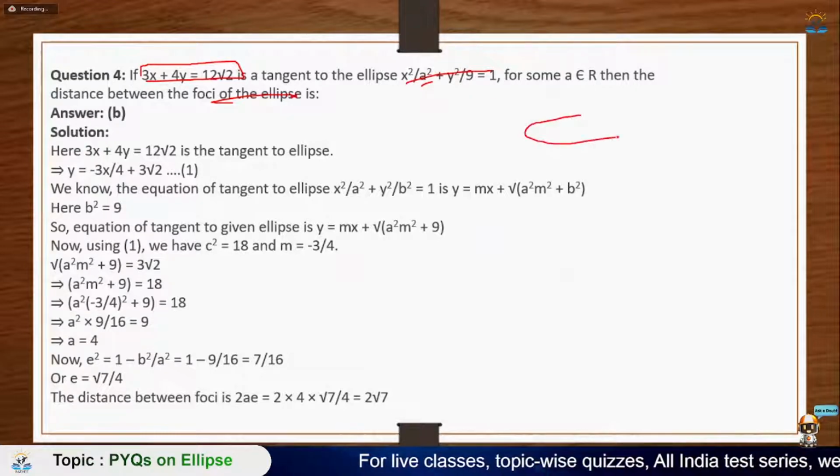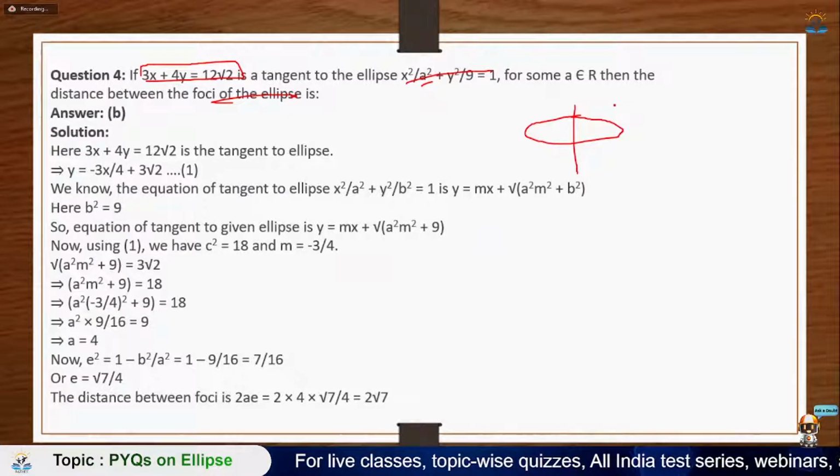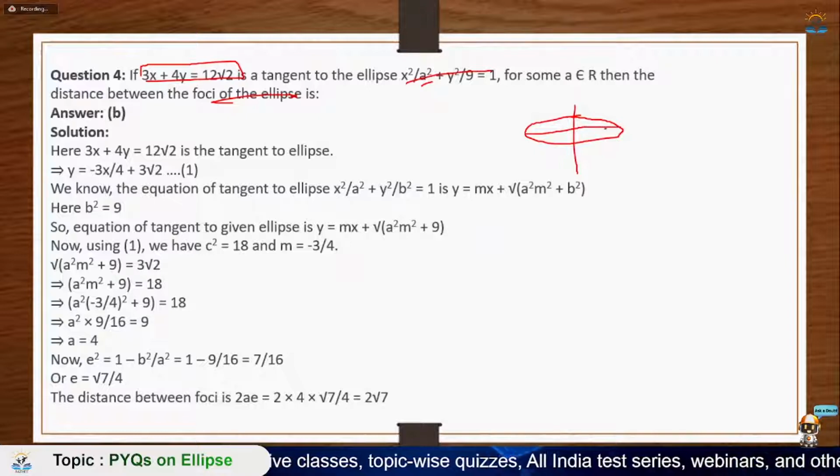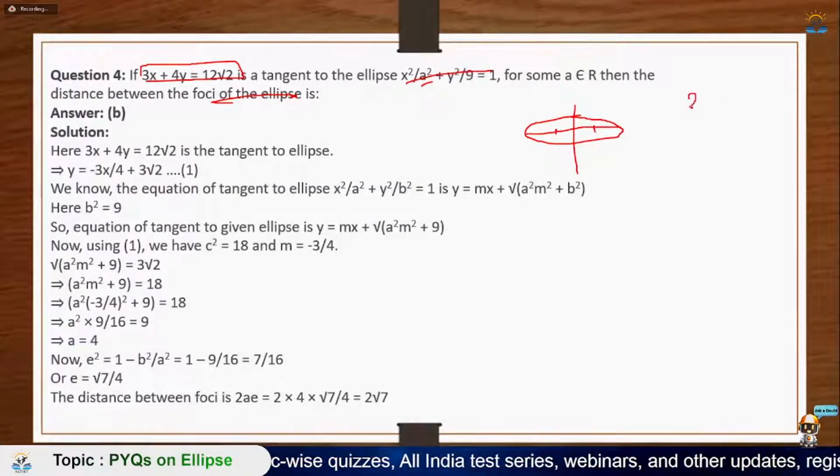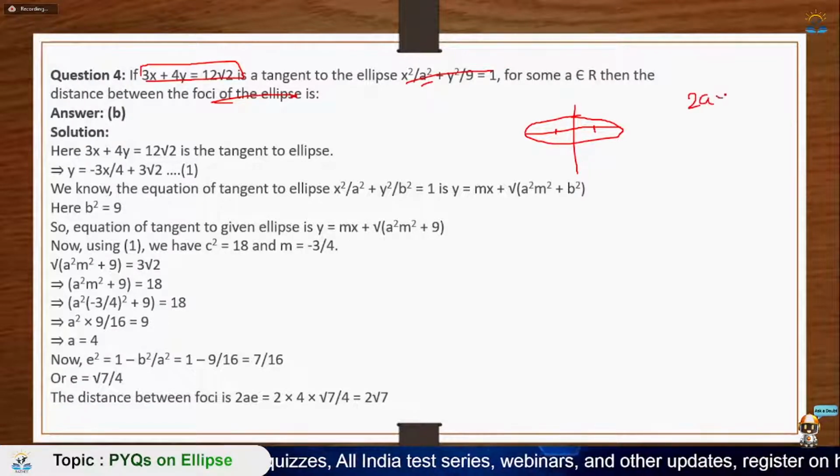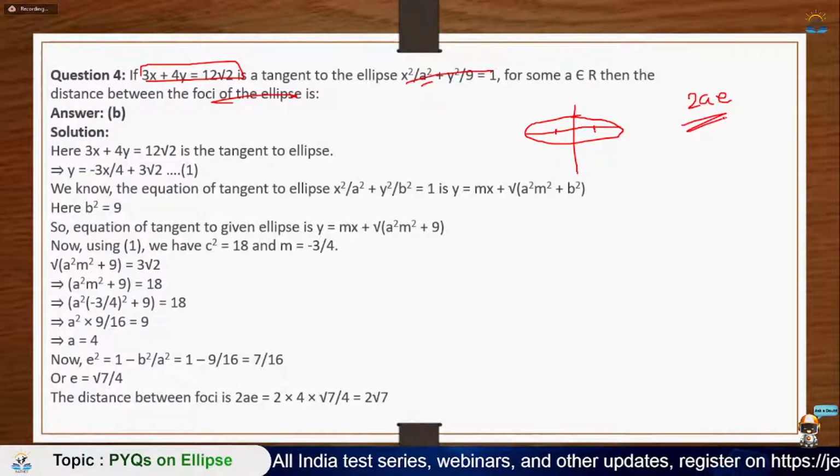Basically एक ellipse दिया हुआ है मुझको ऐसे करके, and they are saying इसकी कोई tangent दी हुई है मुझे, और इन दोनों का जो foci होगा ना, ये वाला point और ये वाला point, इसके बीच का मुझे distance बताना है. And I know that distance between foci is 2 times AE. So basically मेरे को A और E की वैल्यू कैलकुलेट करनी है.